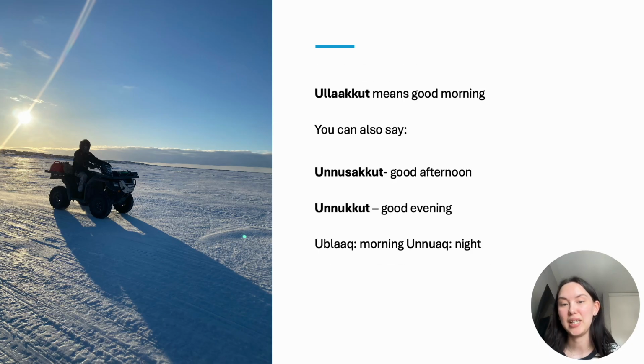You could also say unnusakut, which is good afternoon. So unnusakut. Notice that there's a double N, so we hold on to that a little bit. So unnusa is afternoon, so we say unnusakut when we are saying good afternoon. And unnukut means good evening. So unnuak is night. So you could see how the time of day is in the greeting. So ublakut, unnusakut, or unnukut are all greetings you can use.